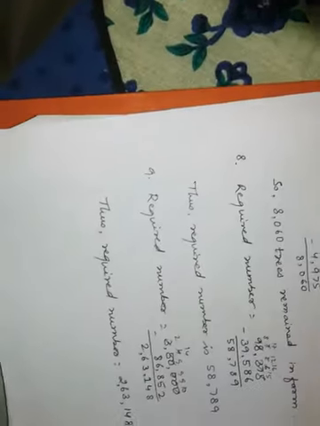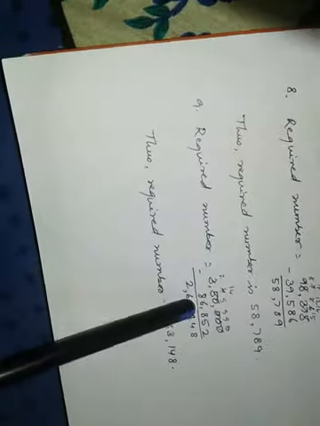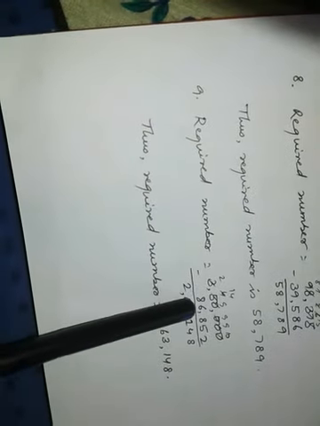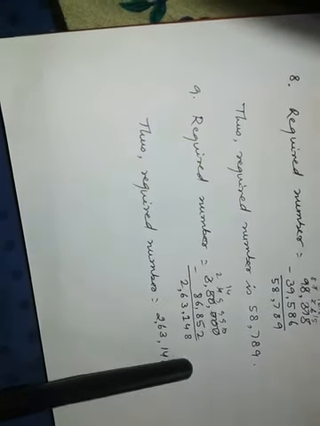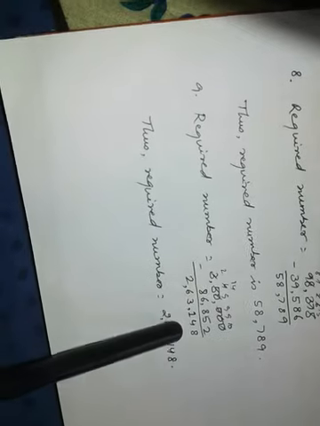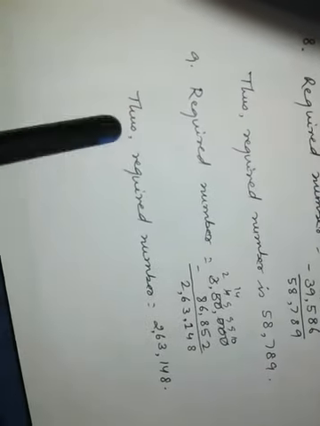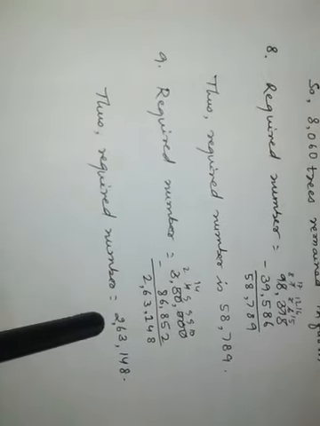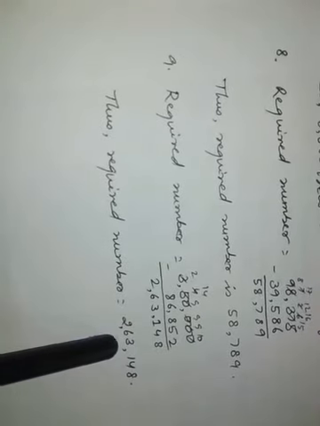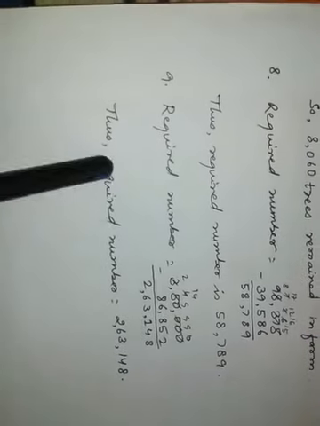Okay. So look here how we go. Required number: 3,50,000, and we subtract 86,852. Okay. So we get 2,63,148. So the required number is 2,63,148. This is our answer.